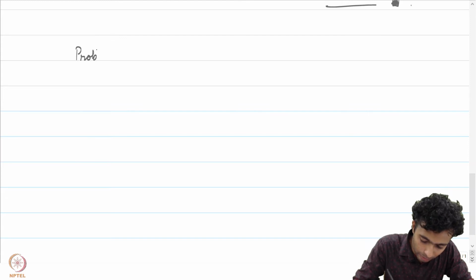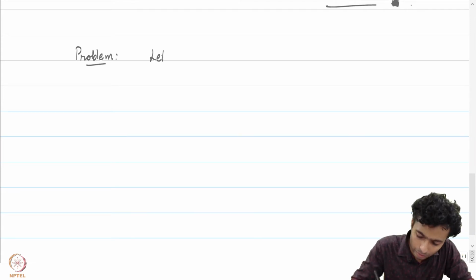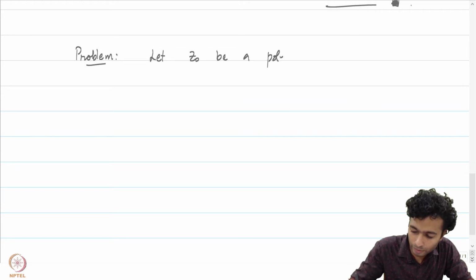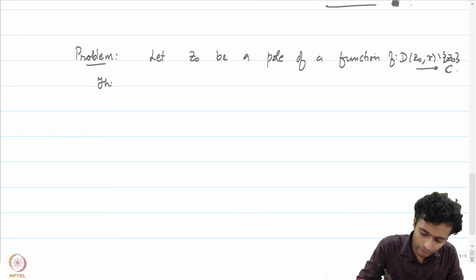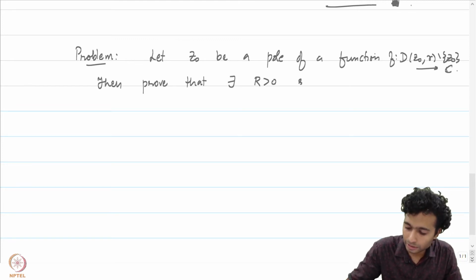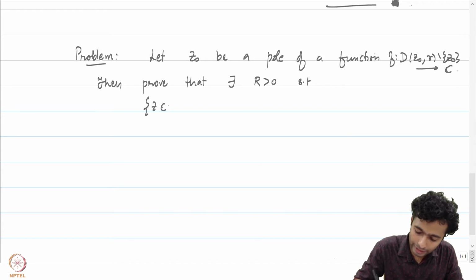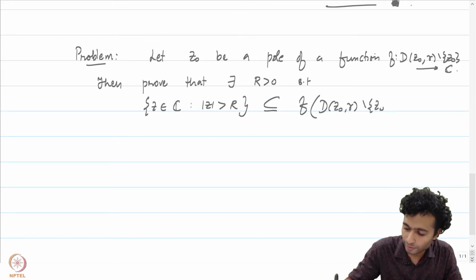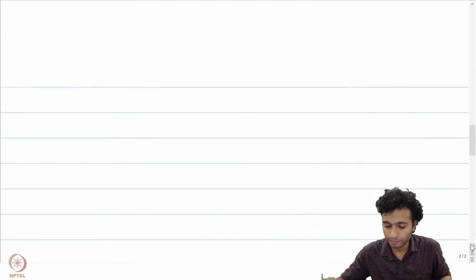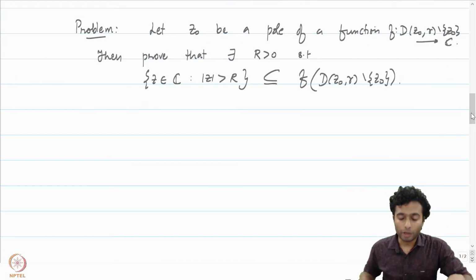So let me write down the problem so that it will be clearer. Let z0 be a pole of a function f which is defined on D(z0, r) minus z0 into C. Then prove that there exists some capital R greater than 0 such that the set of all z in C with mod z greater than R is contained in f of D(z0, r) minus z0. Let's try to prove this problem.